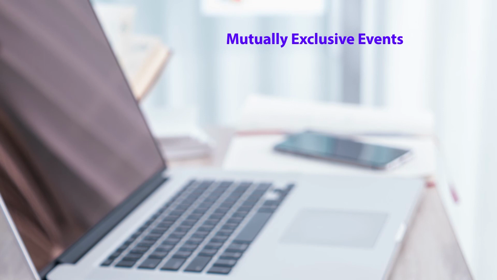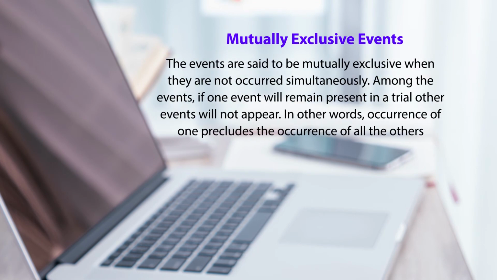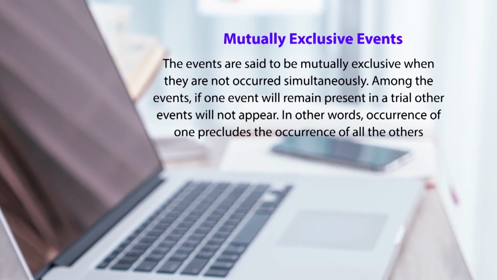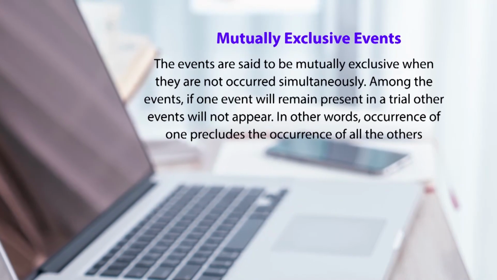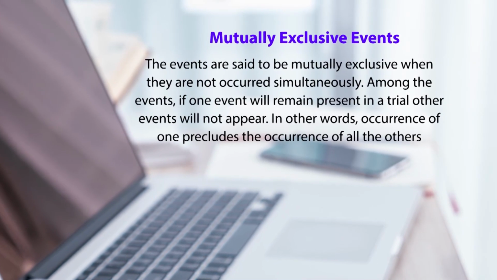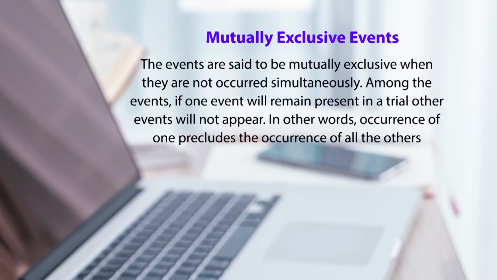On the other hand, there are some more events, like mutually exclusive events. The events are said to be mutually exclusive when they do not occur simultaneously. Among the events, if one event is present in a trial, the other events will not appear. In other words, the occurrence of one precludes the occurrence of all others. For example, if a girl is beautiful, she cannot be ugly. If a ball is white, it cannot be red.